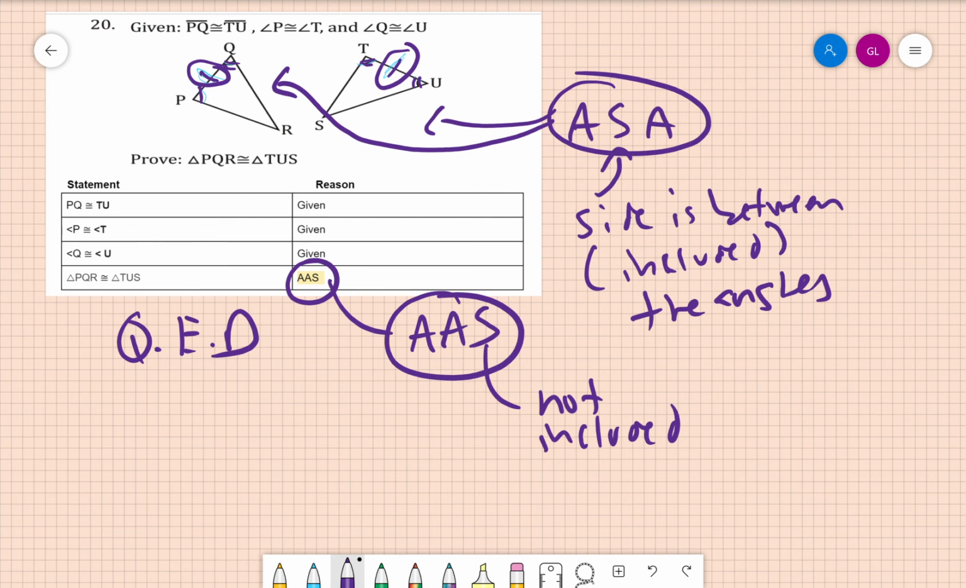This is number 20. I did number 8 previously, and then I'm going to try to get number 21 completed also, because people also had a lot of issues with number 21.